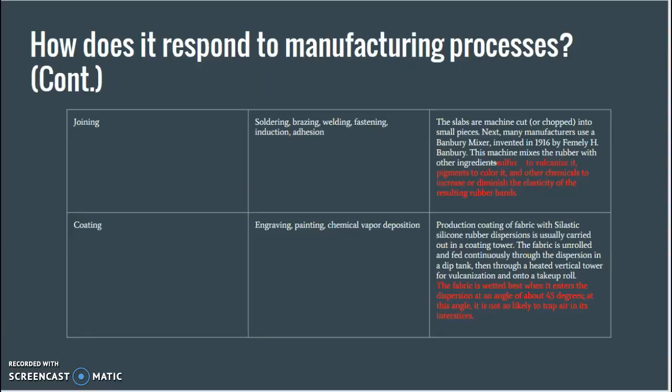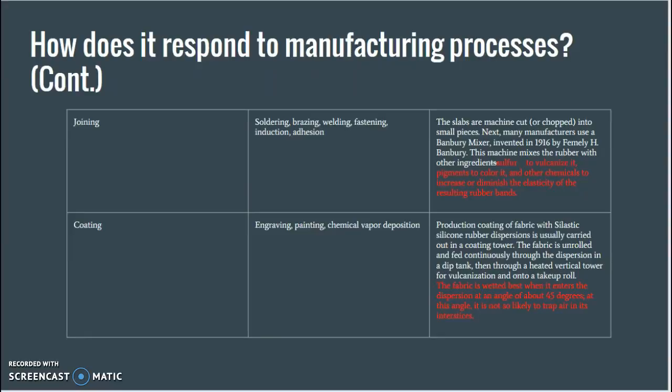The final manufacturing process of rubber is coating. Examples of coating include engraving, painting, and chemical vapor deposition. Production coating of fabric with silicone rubber dispersions is usually carried out in a coating tower. Fabric is unrolled and fed continuously through the dispersion in a dip tank, then through a heated vertical tower for vulcanization and onto a take-up roll.